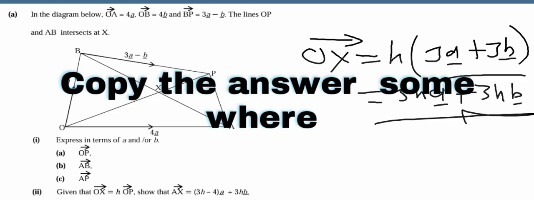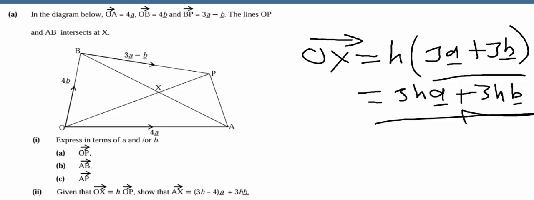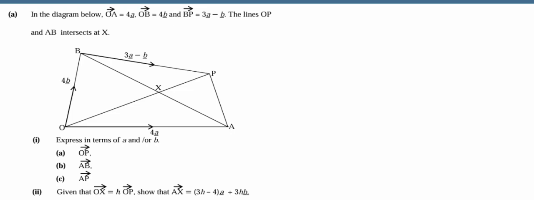So let's try to continue the question. So the question continues. We need to show that AX is equal to open bracket 3h minus 4 close bracket a vector plus 3h b vector. So we need to show that this one here, which is AX, the answer of AX is this one here.